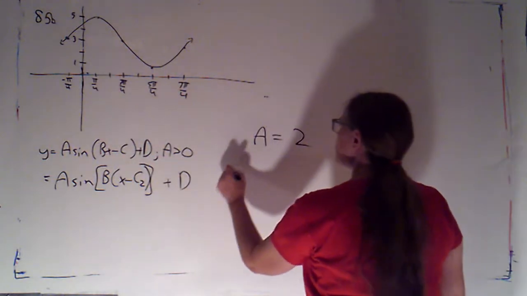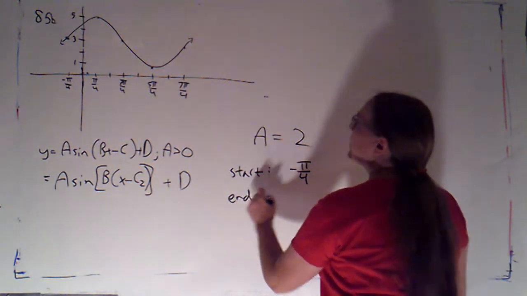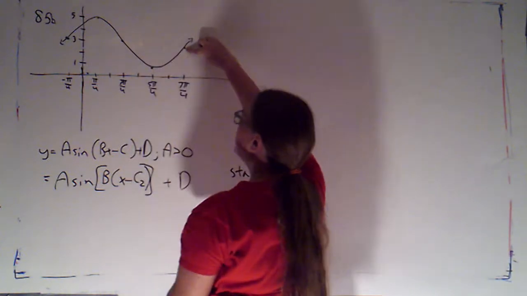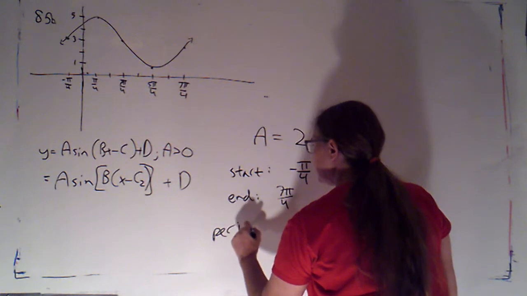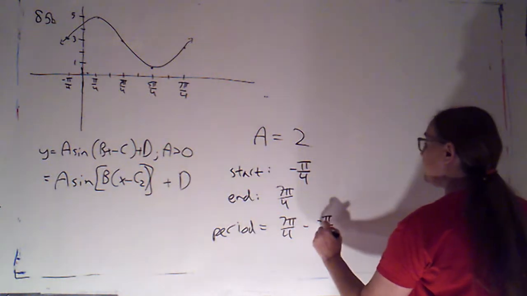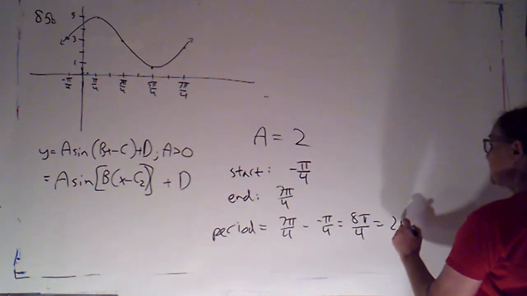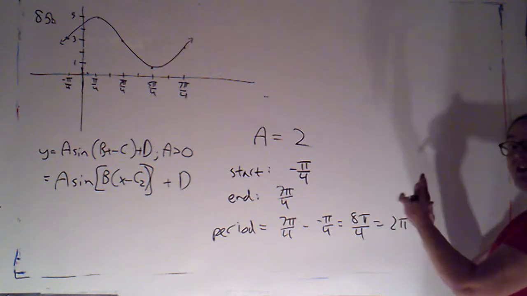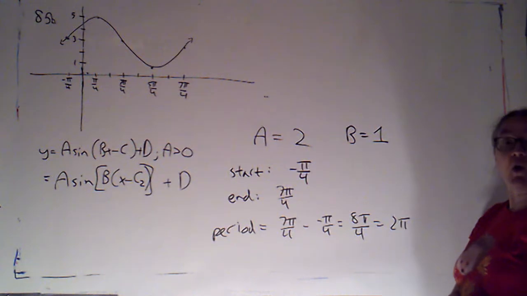Okay. B is related to the period. So it looks like we were starting, we said, at negative pi over 4. We were ending, let's see, when are we back at that middle value on our way up? Looks like that's at 7 pi over 4. So the period is going to equal 7 pi over 4 minus negative pi over 4. That's 8 pi over 4. That's 2 pi. That's the original period. So we haven't done any horizontal stretching or shrinking. So B is just 1.